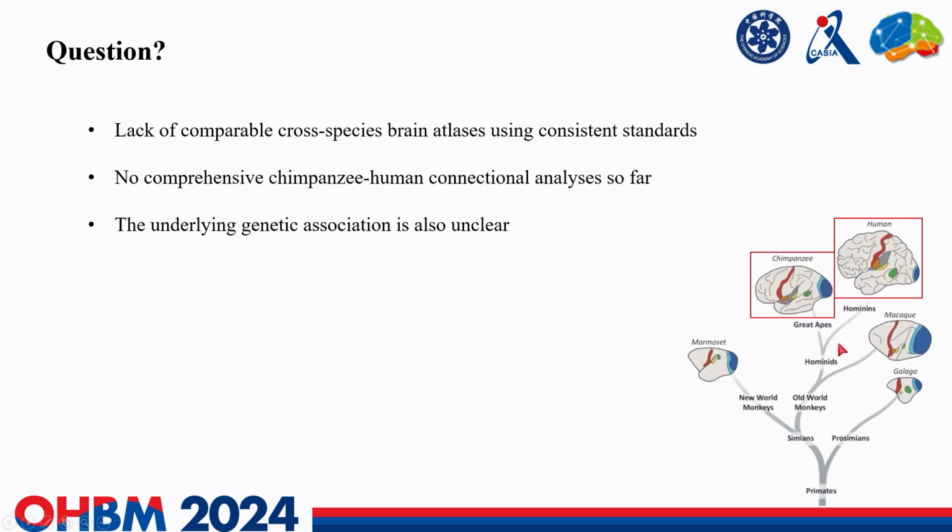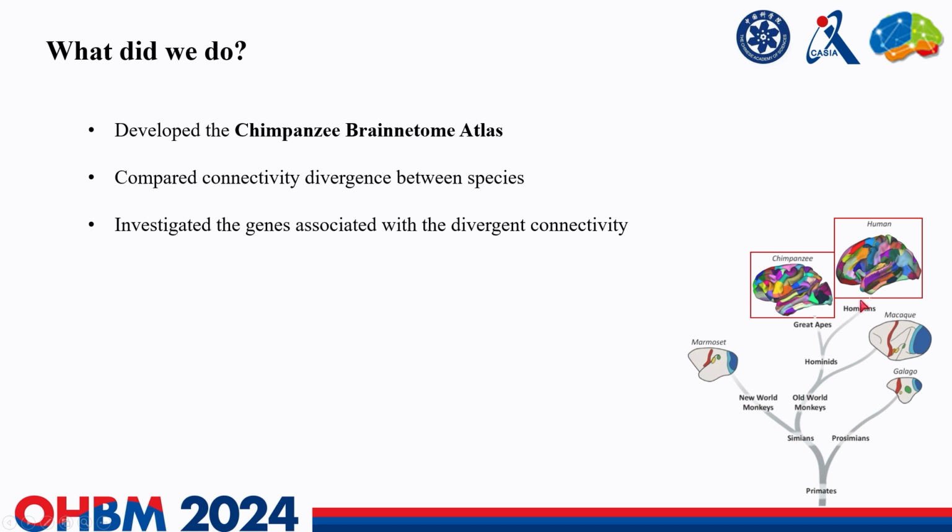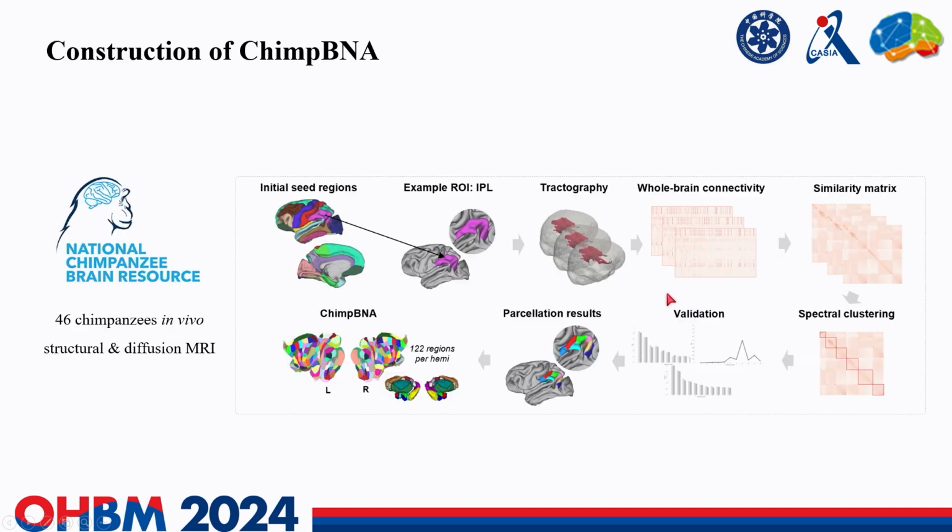So based on the aforementioned questions, what we did here could be divided into three main parts. First, we developed the Chimpanzee Brain Atlas, and then compared the connectivity divergence between humans and chimpanzees. Finally, we moved on to the investigation of the genetic association analysis with the divergent connectivity between these two species.